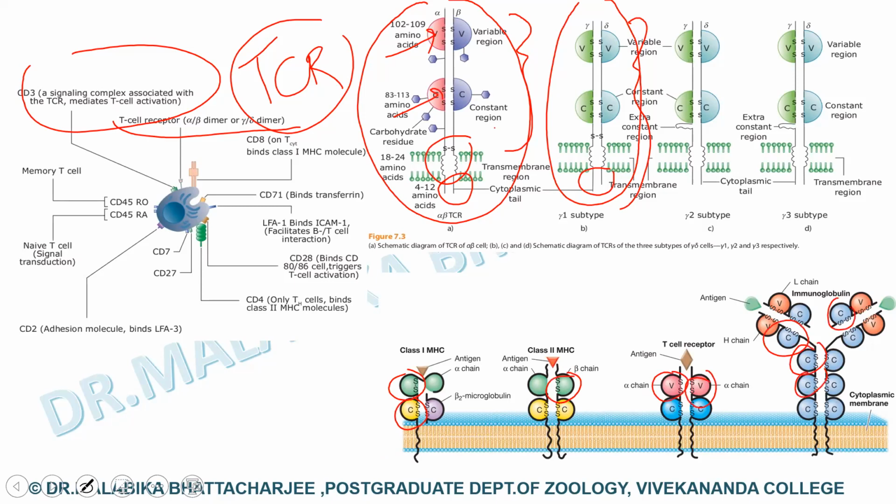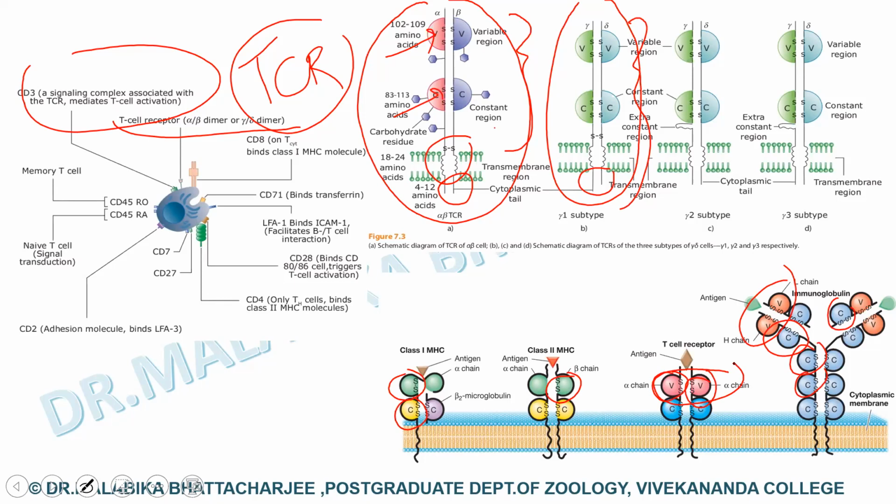You can also compare the T cell receptor and the immunoglobulin. You can see that in an immunoglobulin, the foremost part is the variable region, and thereafter the constant region starts. The variable region is the region which binds to the antigen. Same thing, the T cell receptor also has a variable region and a constant region.